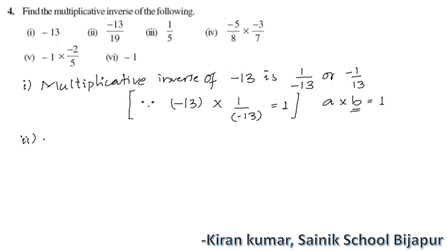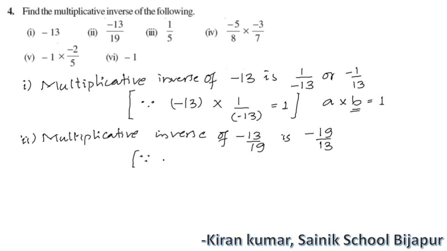For the second one, the multiplicative inverse of negative 13 by 19 is negative 19 by 13.